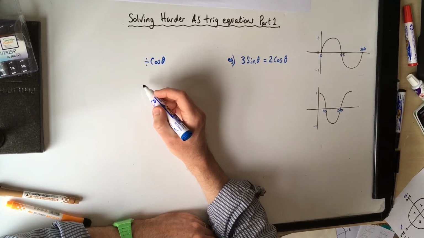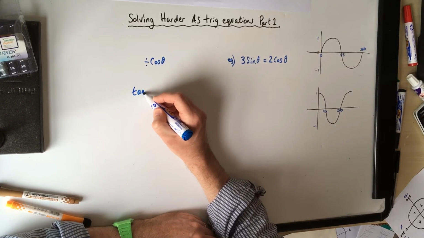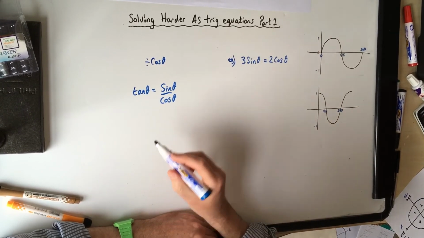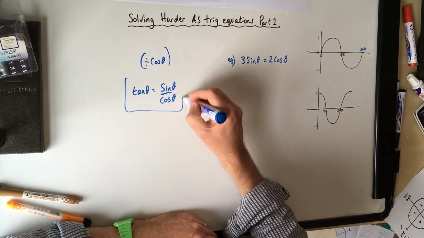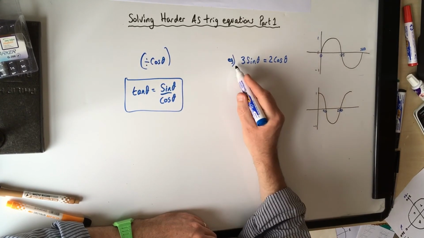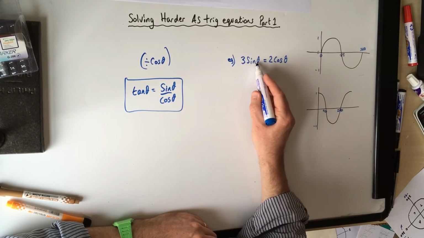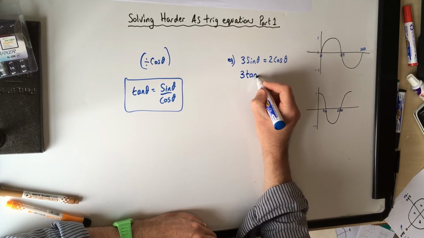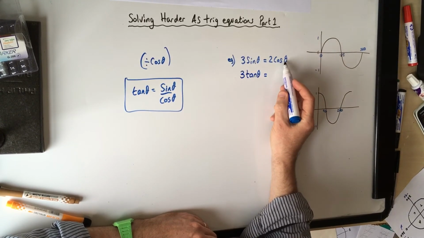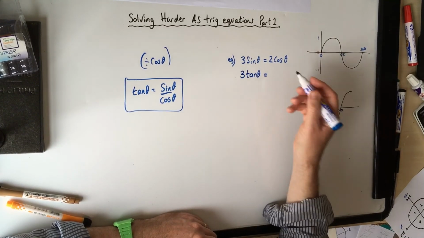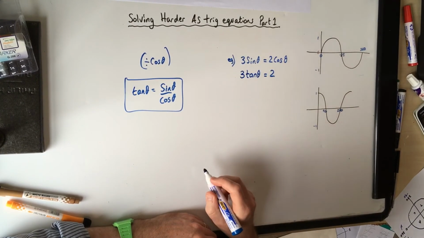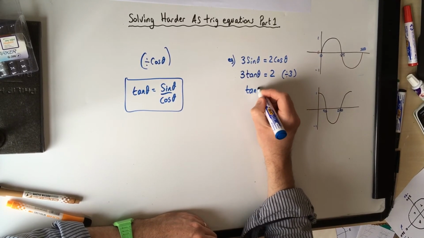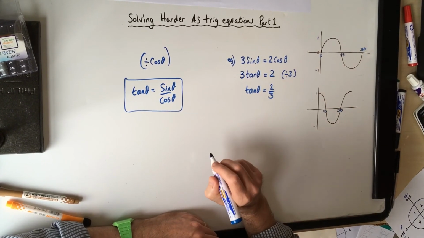And I want to remind you of that identity, that tan theta is equal to sine theta divided by cos theta. That is why we divide through by cos theta, because sine theta divided by cos theta is tan theta, so that becomes 3 tan theta, and 2 cos theta divided by cos theta cancels out, just becomes 1, so we get 2. So then we divide by 3 both sides to get tan theta is equal to 2/3, okay?